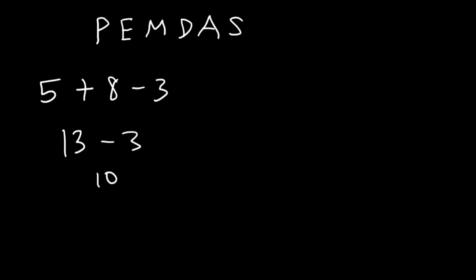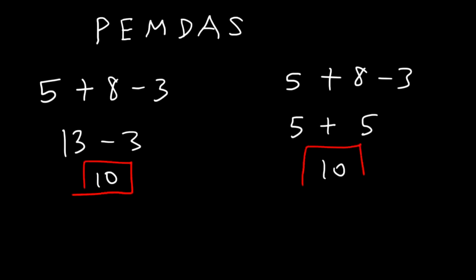For example, let's say if we want to simplify this expression, 5 plus 8 minus 3. We can add the two numbers first. 5 plus 8 is 13, and then subtract. 13 minus 3 is 10. Now, notice if we subtract first and then add, the result is the same. 8 minus 3 is 5. 5 plus 5 is 10. So you get the same thing. So for addition and subtraction, the order doesn't matter.